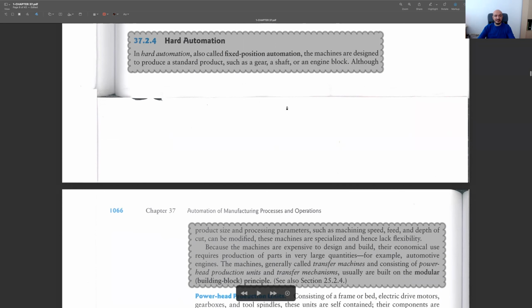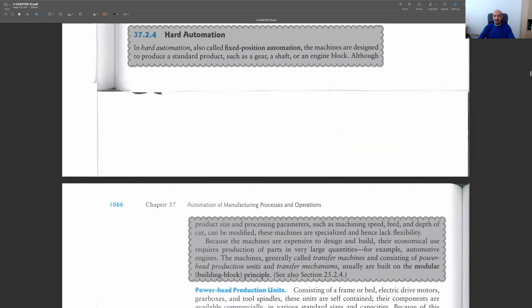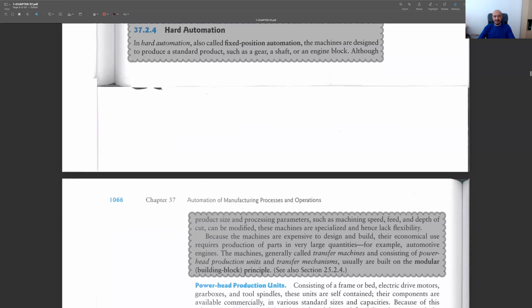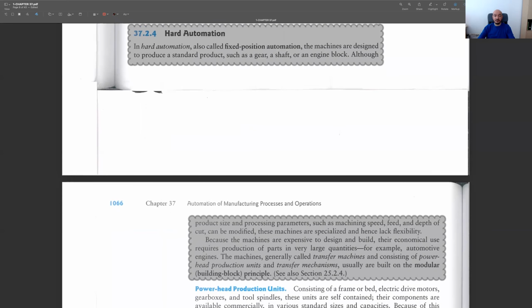So this is a bit time consuming, but in the earlier days, since we didn't have many computers around, people were using hard automation approaches most of the time.